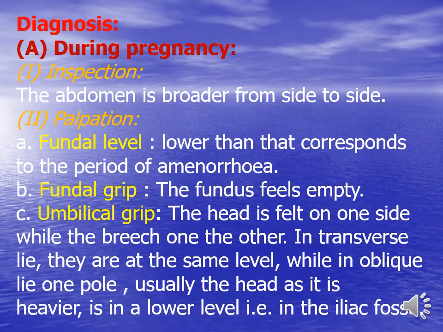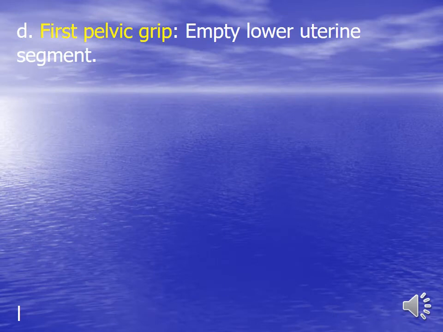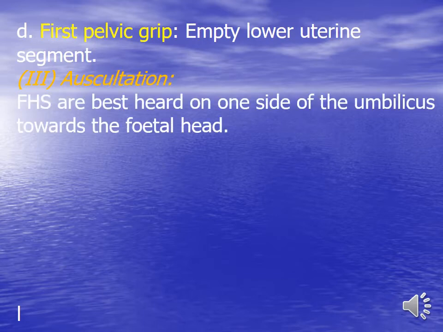In transverse lie, they are at the same level, but in oblique lie, one is lower than the other, and usually the head is heavier and at the lower level. By first pelvic grip, the empty lower uterine segment can be felt. Auscultation: we can hear the fetal heart sound at one side of the umbilicus towards the fetal head.